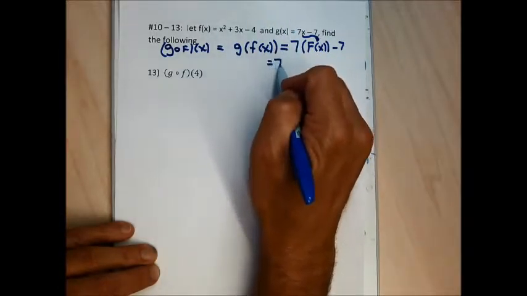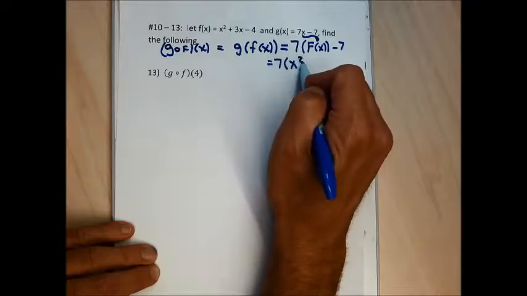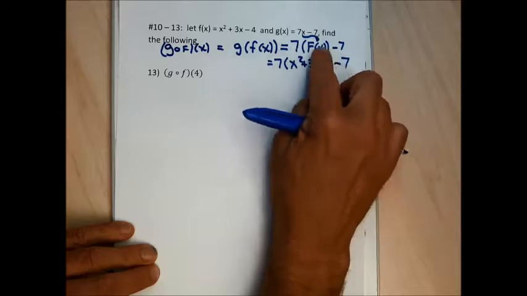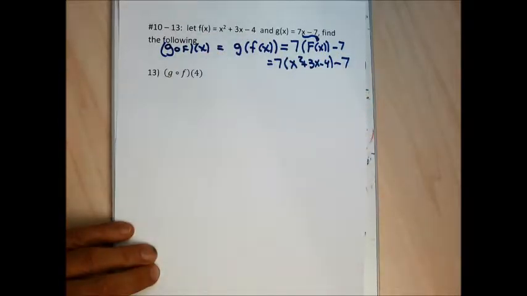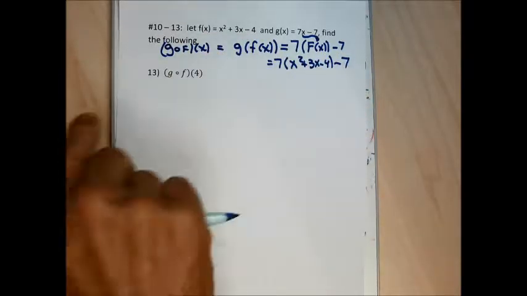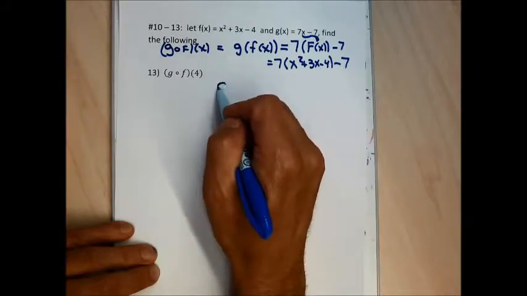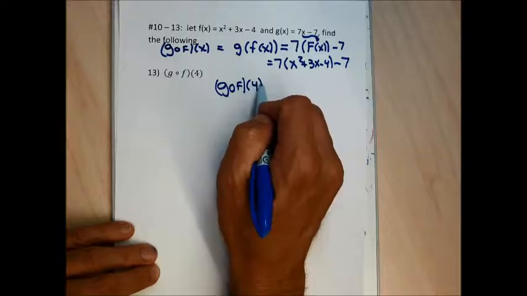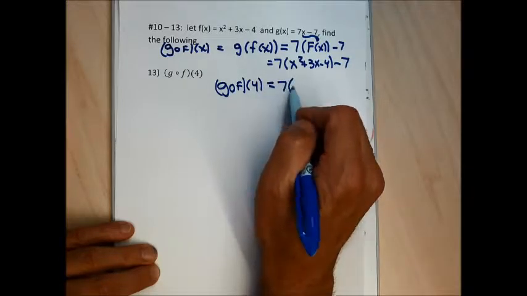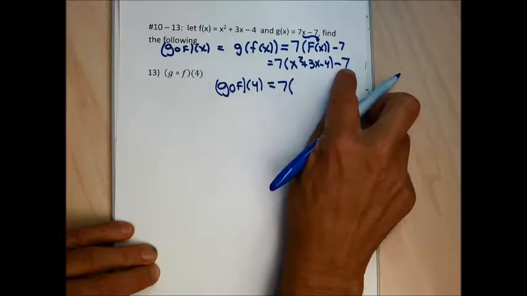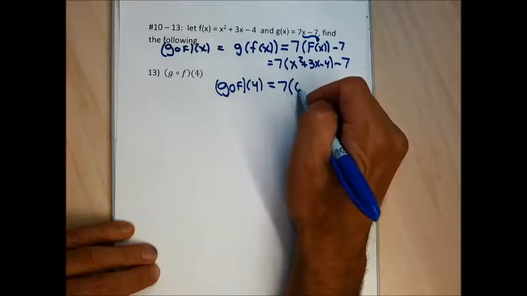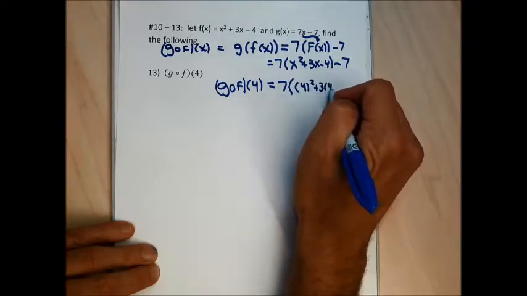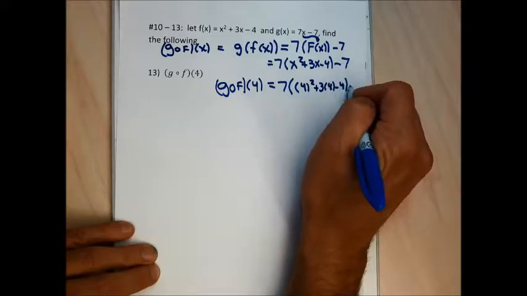And that's going to be 7 times x squared plus 3x minus 4 minus 7, changing that f of x to what it's equal to. So now I have something I can use to find g composed with f of 4. To find g composed with f of 4, I'm just going to take the 4 and plug it into what g composed with f of x is. So I'm going to go 7 times 4 squared plus 3 times 4 minus 4 minus 7.